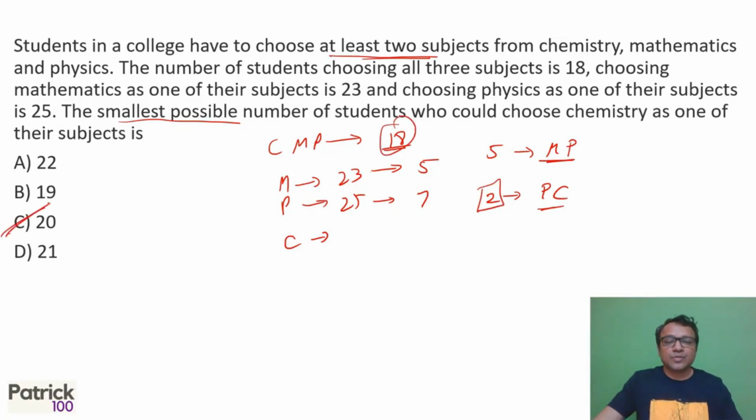C option. So there are 5 people extra with Mathematics apart from the 18, and 7 people with Physics apart from the 18. For Chemistry to be minimum, I will have most of them pairing with each other, Physics and Maths, which is 5. There are 2 people still left with Physics. They have to pair with Chemistry. So the number of students with Chemistry will be a minimum of 20.